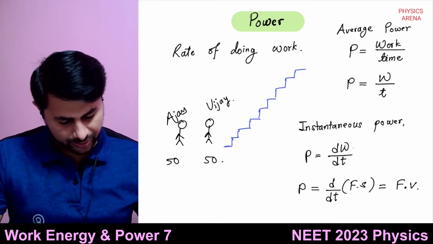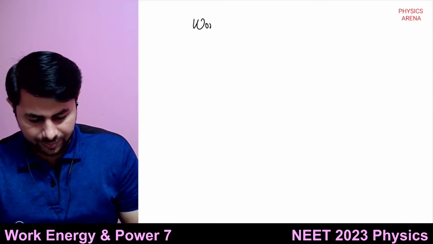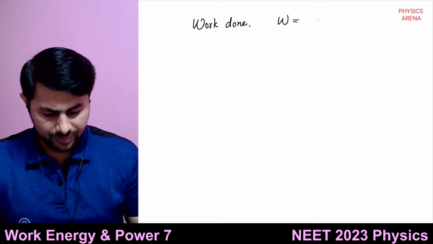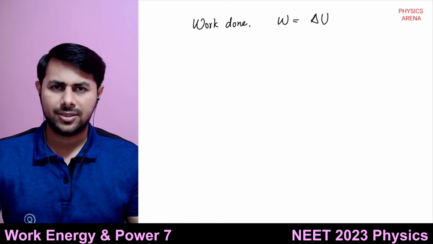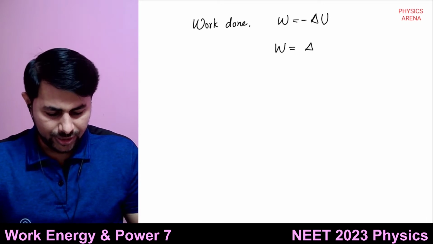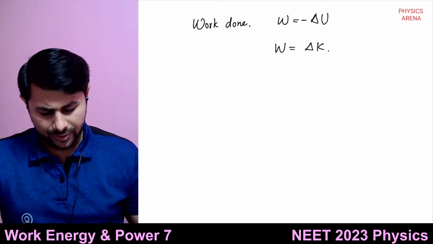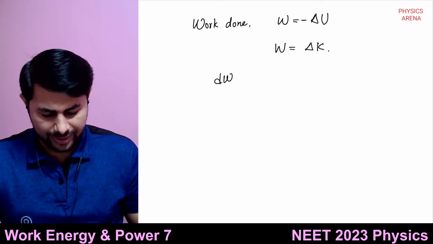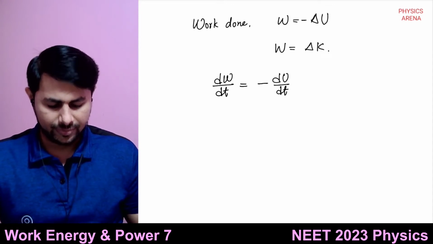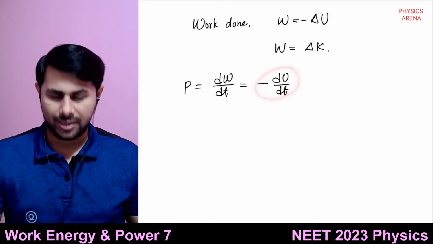So instantaneous power can be given by this formula, and work done can also be written as change in energy, right? It is equal to minus of change in potential energy, or it is equal to change in kinetic energy. So rate of doing work dW by dt can also be written as minus dU by dt. So there is another formula for the power, minus dU by dt.